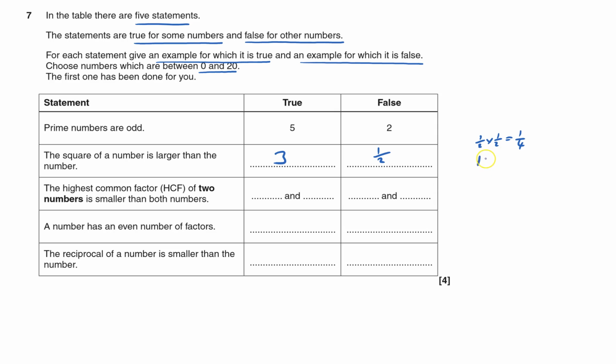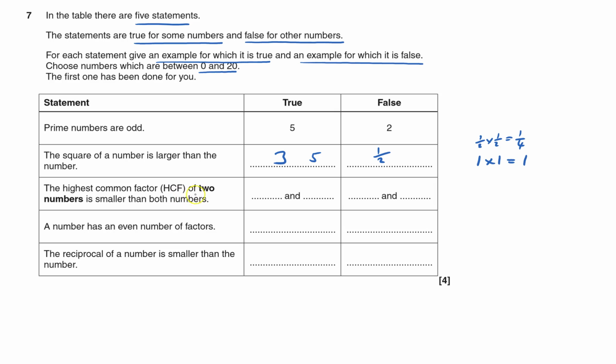Another thing you could have is 1, because 1 squared, 1 times 1 equals 1. And it says the square of the number is larger than the number, and 1 is not bigger than 1. So you could have that. This one here could be any number as long as it's bigger than 1. So you could have 2, 5, it's got to be between 0 and 20.